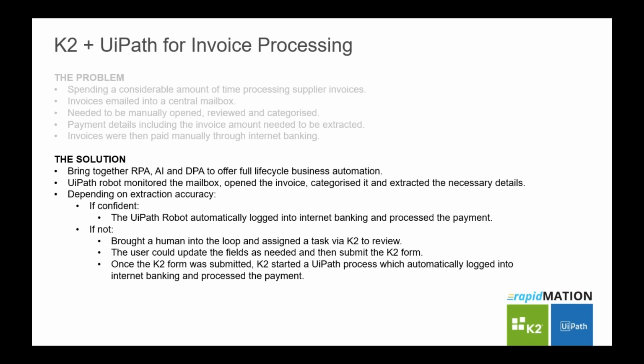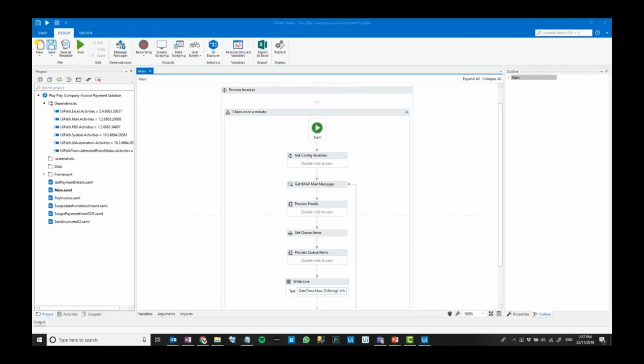What then happened is K2 passed that back to the UiPath robot, and the UiPath robot then automatically went in and logged into internet banking and processed the payment. So a really, really nice scenario showing these two technologies coming together. All right, so let's look at what this looks like in action.